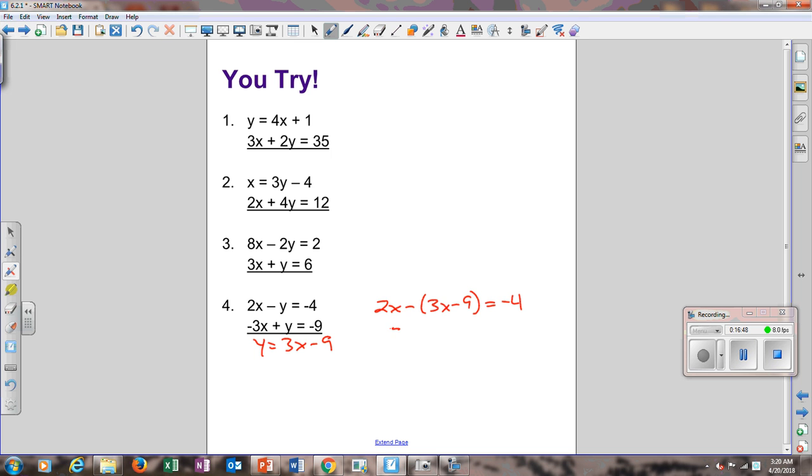Distribute that negative, you get 2x minus 3x plus 9 equals negative 4. 2x minus 3x gives you negative x plus 9 equals negative 4. Subtract the 9, you get negative x equals negative 13. So x equals 13.